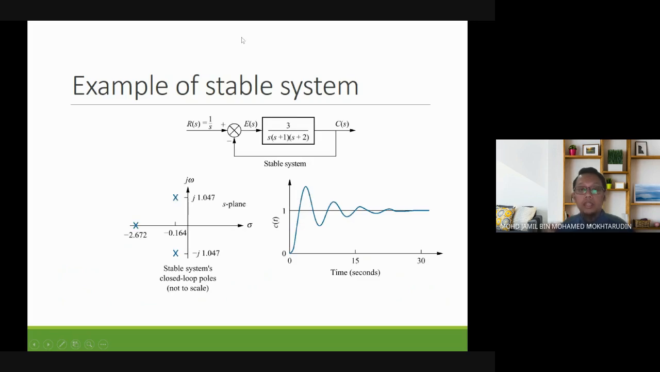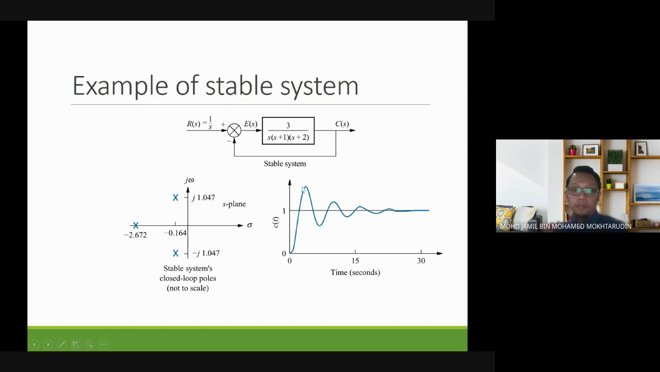Let's look at an example of a stable system. Say you are given this block diagram with the transfer function 3 divided by s times (s plus 1) times (s plus 2), with unity feedback. You can find the closed loop transfer function and then find the poles. Then you can plot the poles on the S-plane, and then determine and plot the time response.